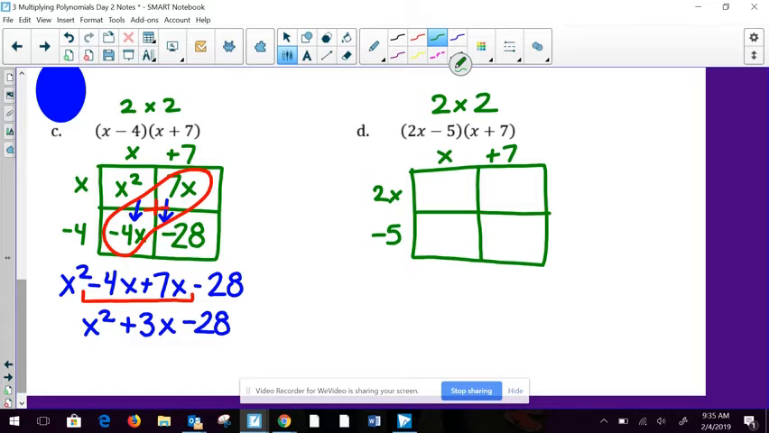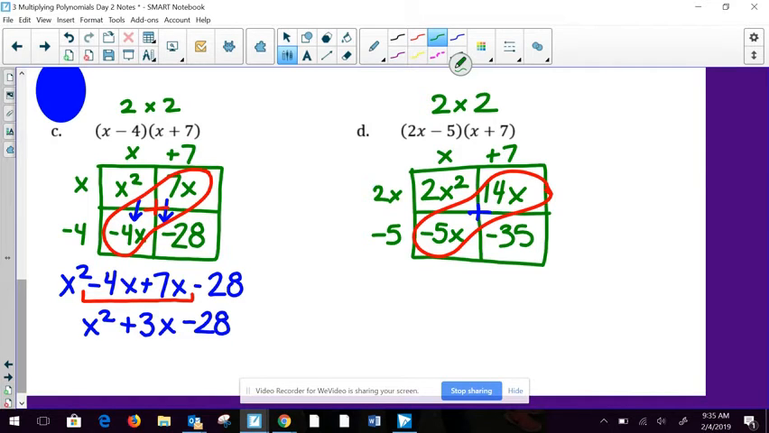Now I multiply. 2x times x is 2x squared. Good. 2x times 7 is? Good, 14x. Negative 5 times x is? Fantastic, negative 5x. And finally, negative 5 times 7? Great, negative 35. Remember how we said about the box method? If you look at your diagonals, you can see that you can add them up. So those guys can be added up.